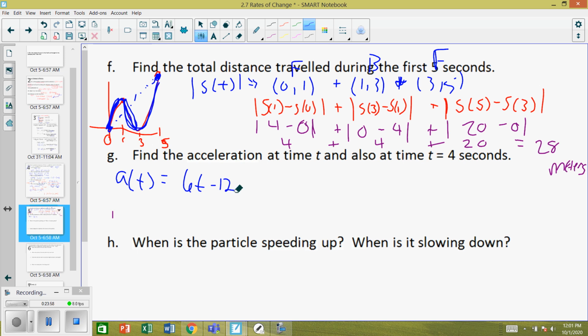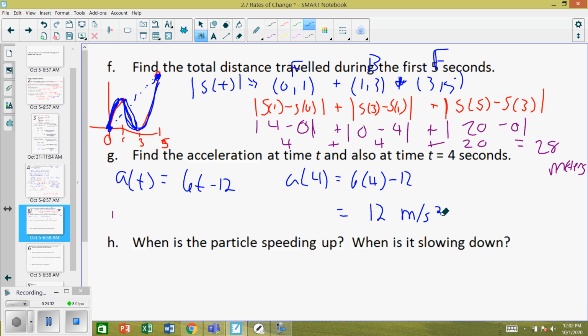Okay. Now, if I wanted to know it at, say, time equals 4, a of 4 equals, and then it was 6 times 4 minus 12, which equals 12. And the units of measurement in this case is 12 meters per second, or meters per second squared. It's this rate of change of the rate of change. That's meters per second per second. All right.